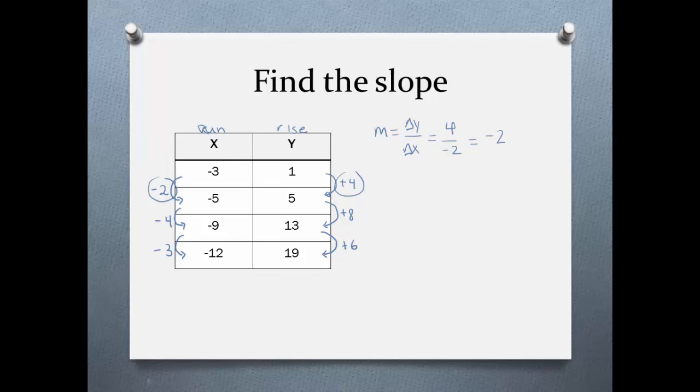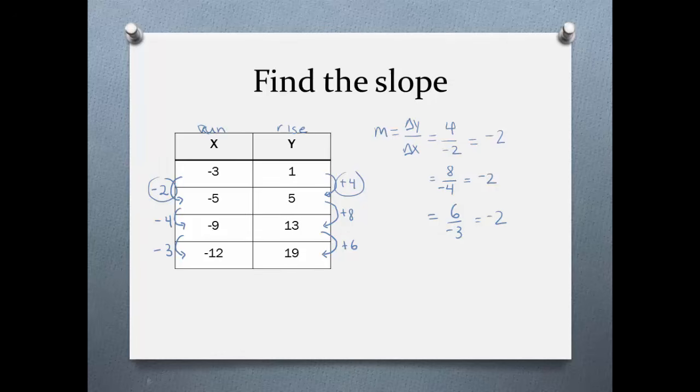If I use the second change pair, I have a rise of 8 and a run of negative 4. Even though the rise is different and the run was different than what I started with, when I do the division and I simplify, I get the same slope. And for the last one, if I use a 6 divided by negative 3, I also get negative 2. So the slope is staying the same even though I'm choosing points that some of them are closer together than others. And that's actually a sign that this is a straight line.